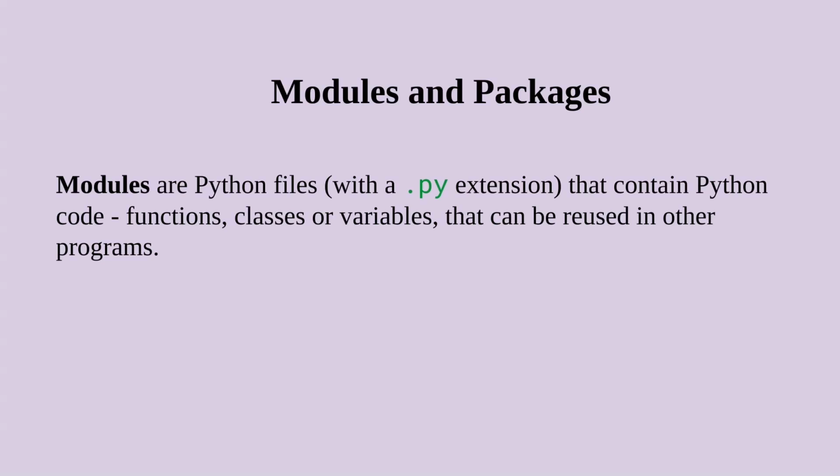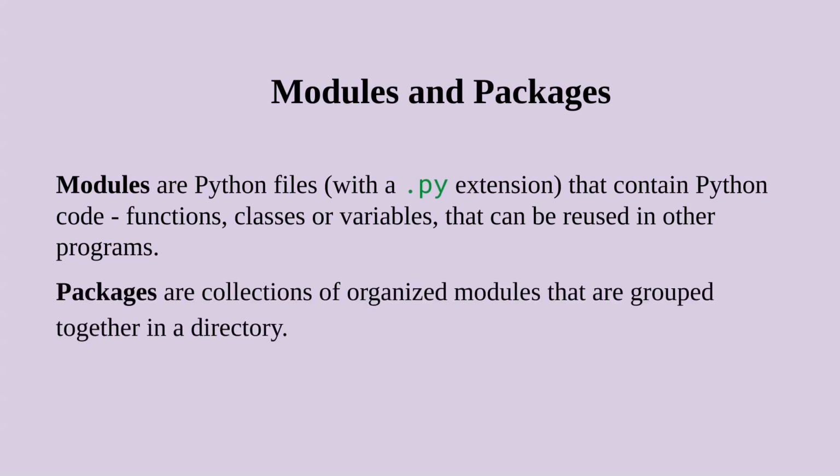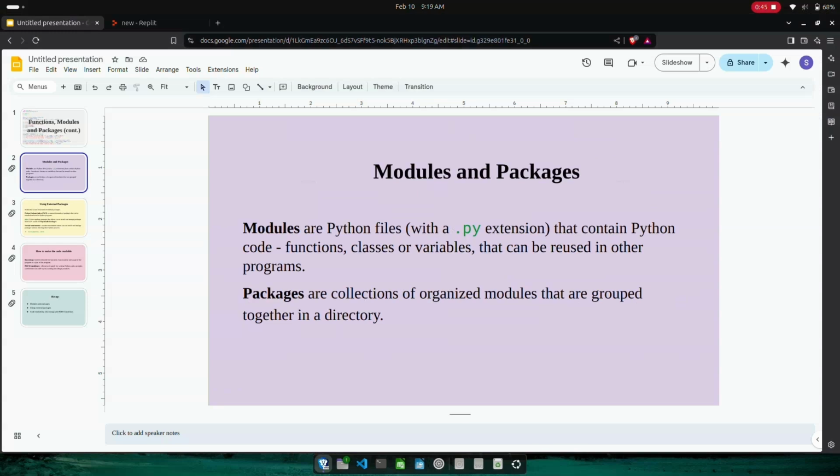Modules are Python files, that is, files which end with the .py extension. Modules contain Python code, functions, classes or variables that can be reused in other programs. While packages are collections of organized modules that are grouped together in a directory. A directory can be thought of as a container that contains files. So let's check out how to create modules.